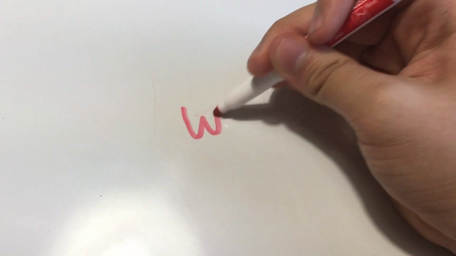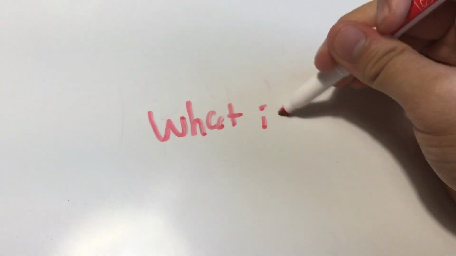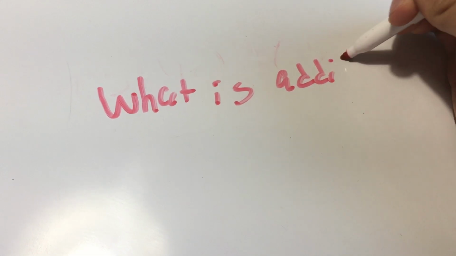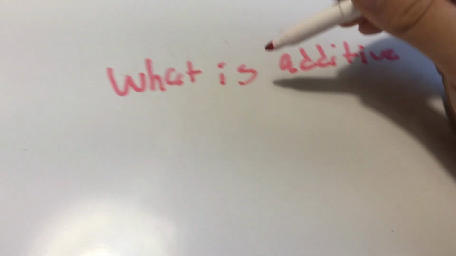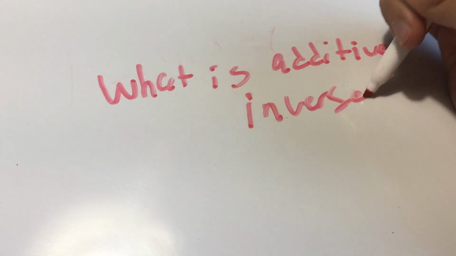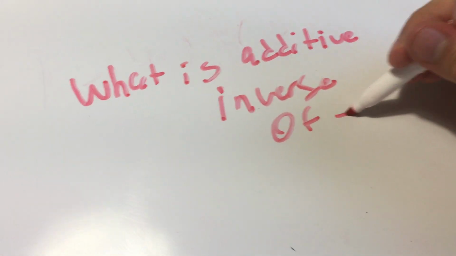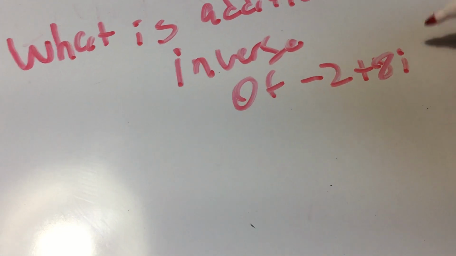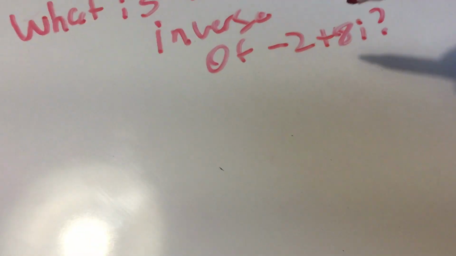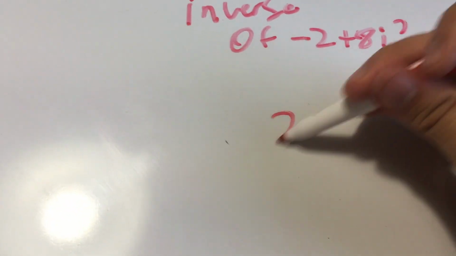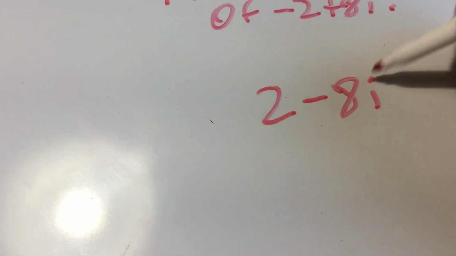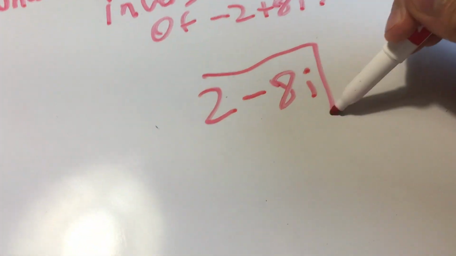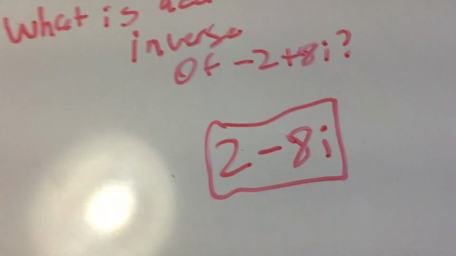So now, what is the additive inverse of negative 2 plus 8i? Well, change the signs. So it'll give you positive 2 minus 8i. Pretty much, it's simple, basic.